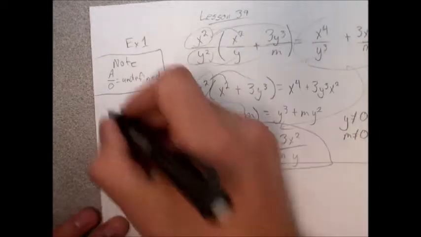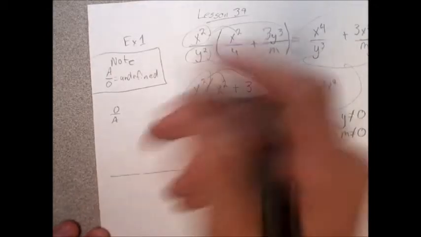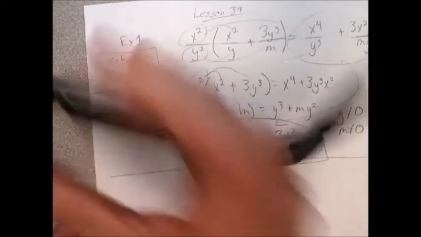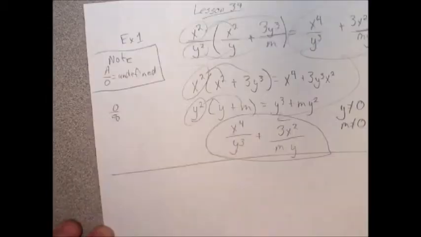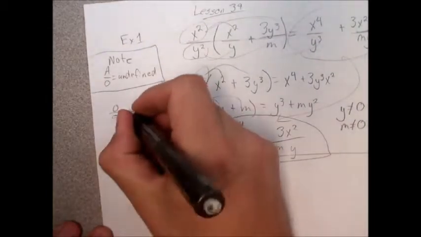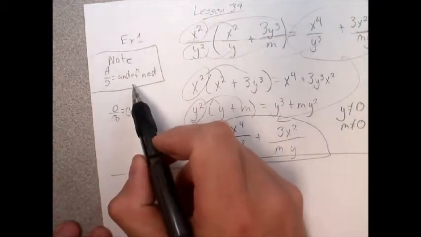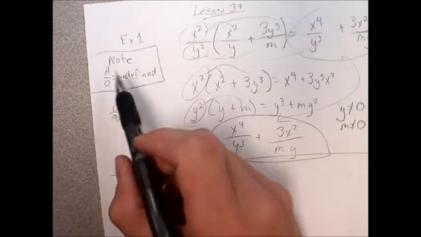Now what happens if you have a 0 on top? If I had 0 over a, what is that equal to? Think of it like this, 0 parts of an unknown. Let me put an actual number here, maybe that'll help. 0 parts of 8. So how much do I have? I have 0, right? So don't get these confused. Something over 0 is not 0. It's undefined. There is no answer for it because we can't divide.